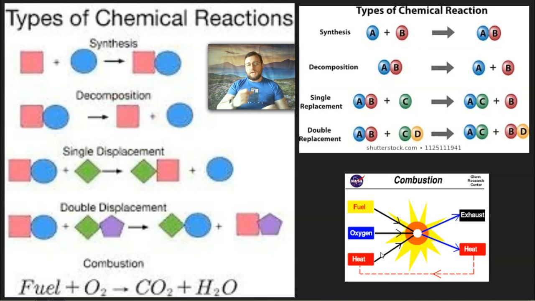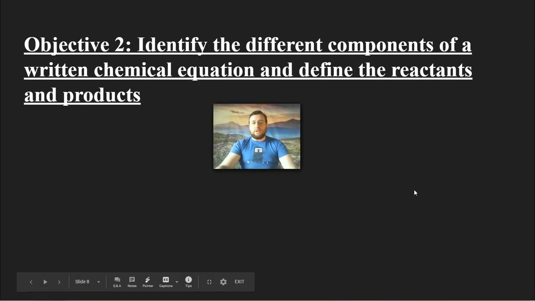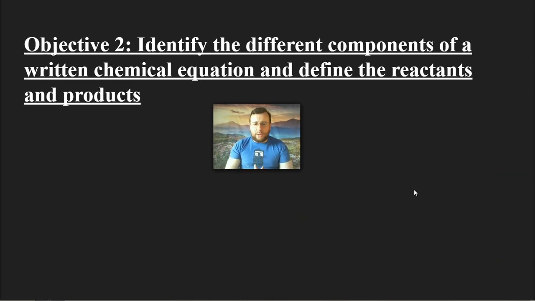Once it starts, as long as it doesn't run out of fuel or oxygen, it will keep going. Now, that doesn't necessarily mean the product will burn completely, and that's why sometimes we have ashes. But if it is a complete burn, you will usually have carbon dioxide and water being made. And that's pretty much it for the first objective. On the next one, we're going to talk about what the parts of a chemical reaction are, and I'll see you guys then.